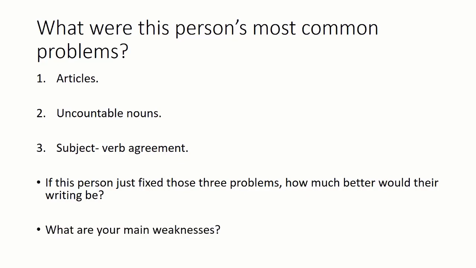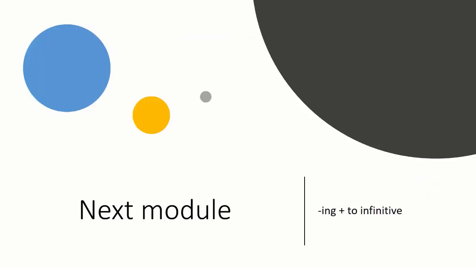So what are your main weaknesses? So hopefully by this stage you'll be aware of the things that are not a problem, but more importantly the things that are a problem, and you will see the difference in your writing if you fix those mistakes. So the next module is ing plus to infinitive. Hope that you find that useful. Not the most complicated area of grammar, I don't think, so that's why the video wasn't as long as it normally would be. I don't really see the point in creating a very long video for something that's not as taxing or not as hard as the other areas. But hopefully you find that useful.